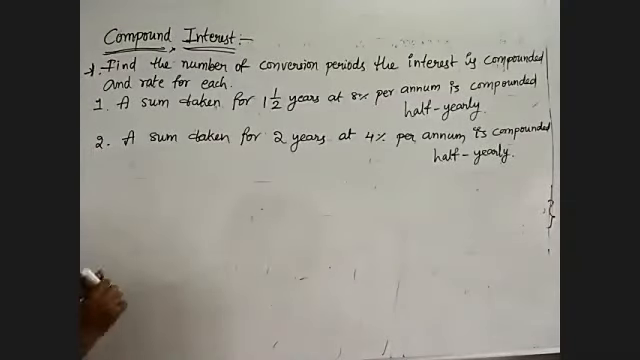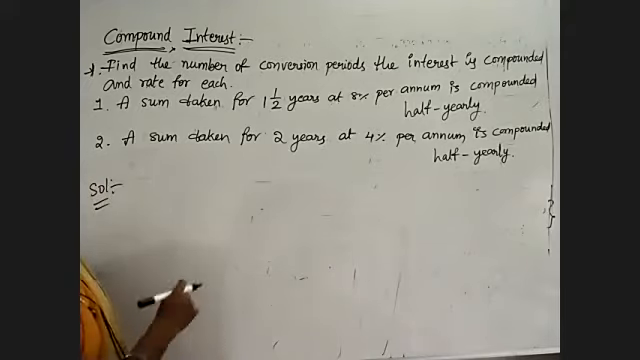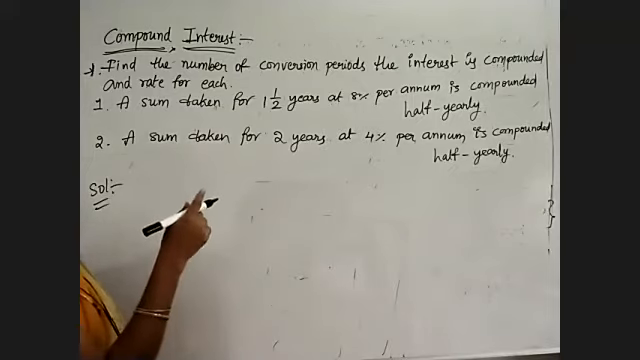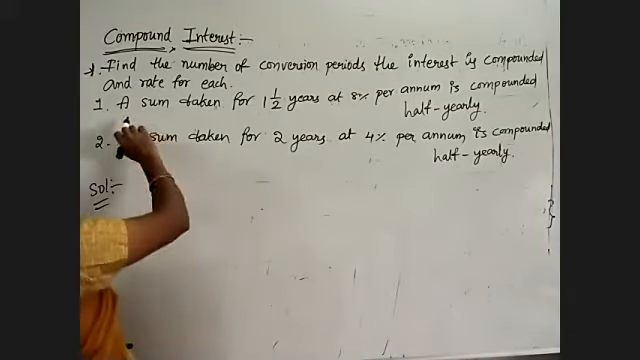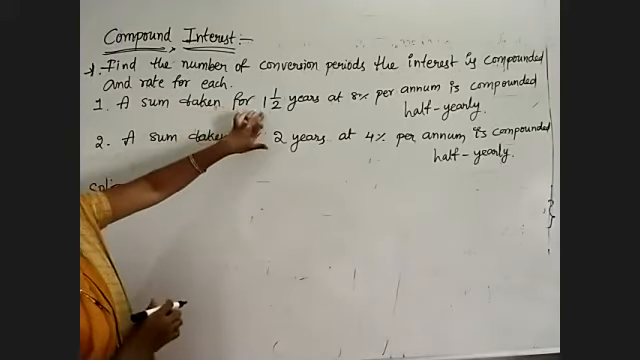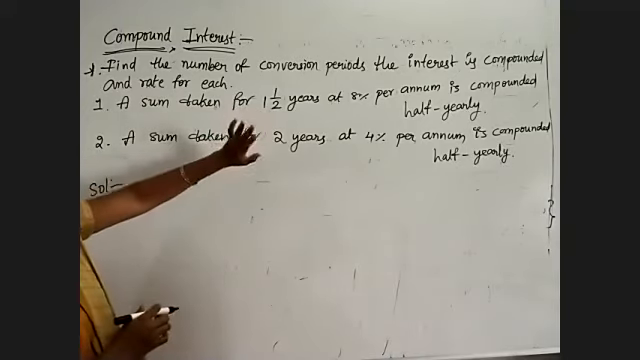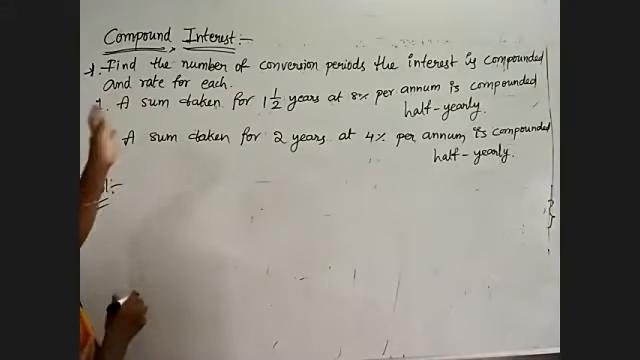Okay, now observe the given questions depending on compound interest only. Find the number of conversion periods and the rate for each situation when the interest is compounded. Means we need to find out the number of conversion periods and the rate for that particular interest. Now observe the first question.